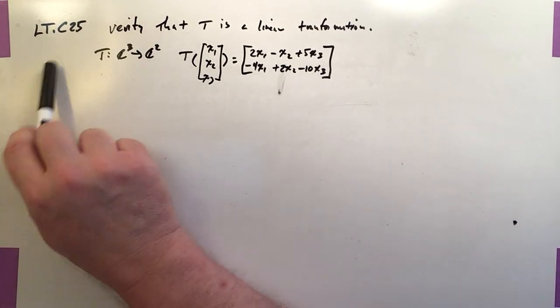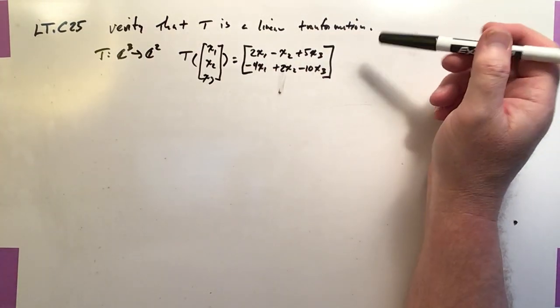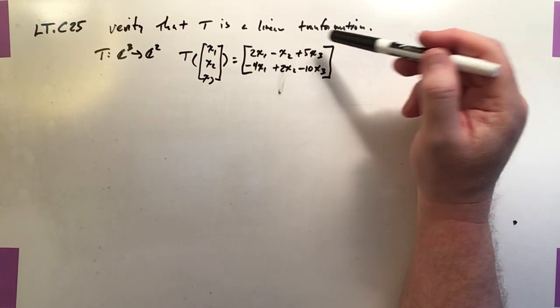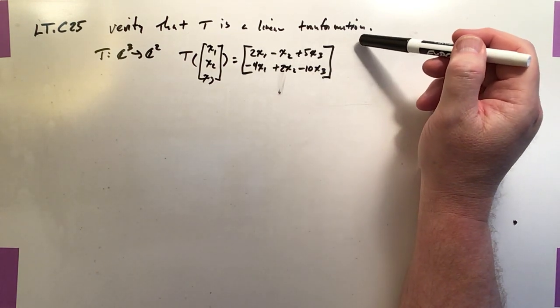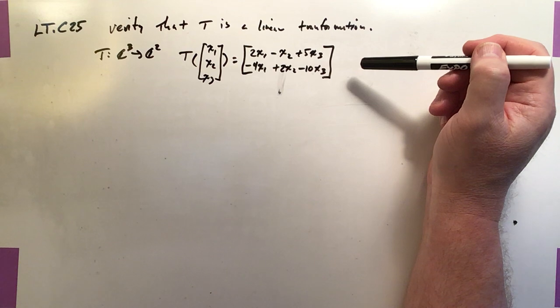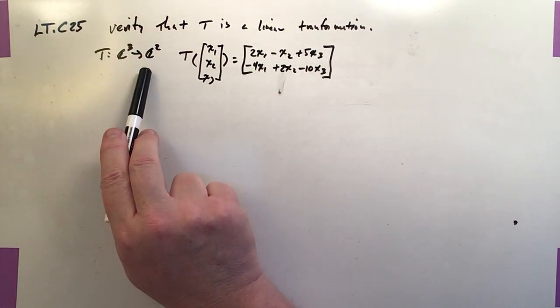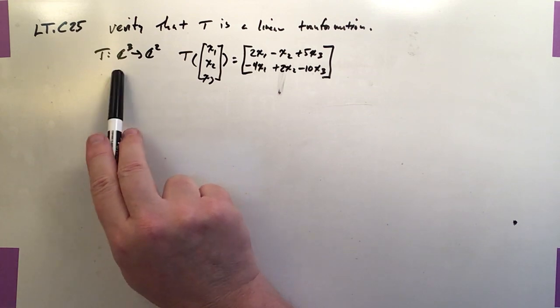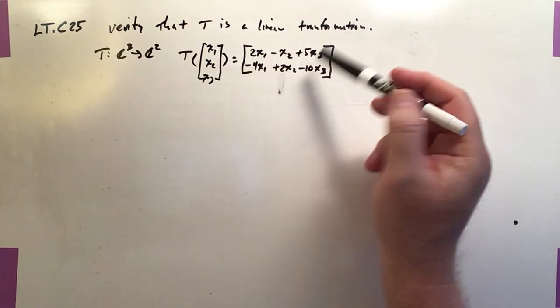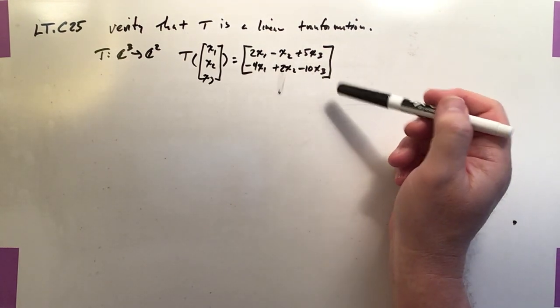Okay, linear transformation C25 is a verification problem. We want to verify that this particular linear transformation is indeed a linear transformation according to the theorems. So again, it takes a 3-column vector and turns it into a 2-row vector. x1, x2, x3 gets turned into this.